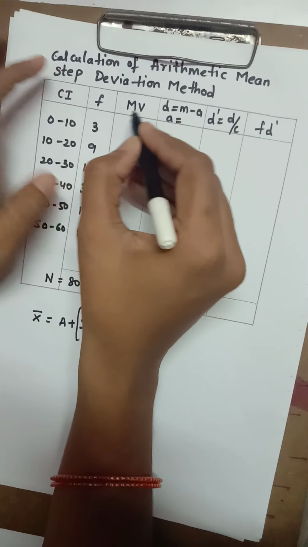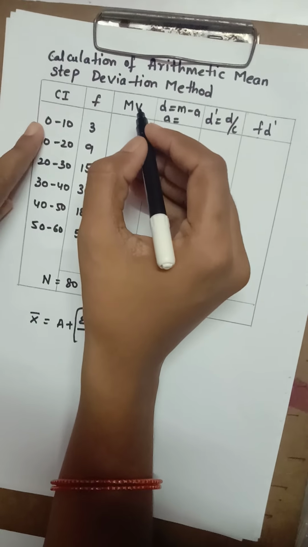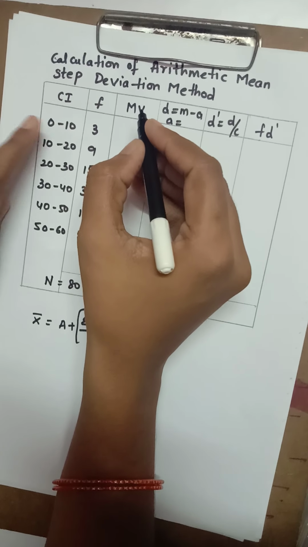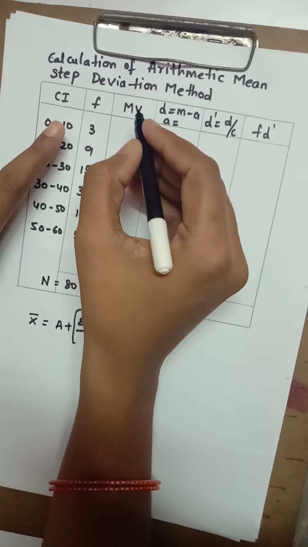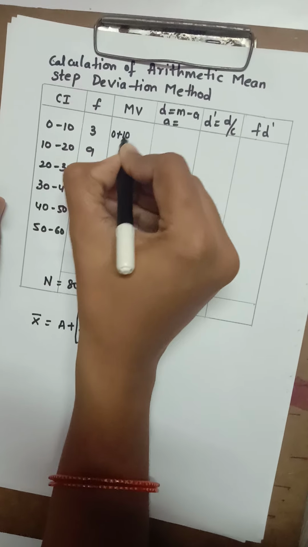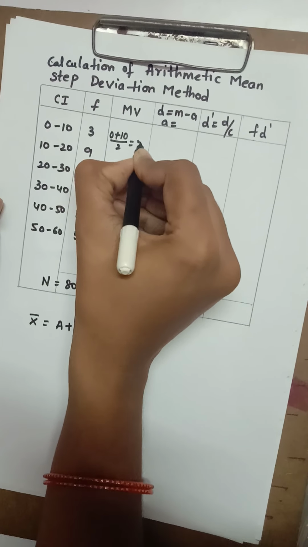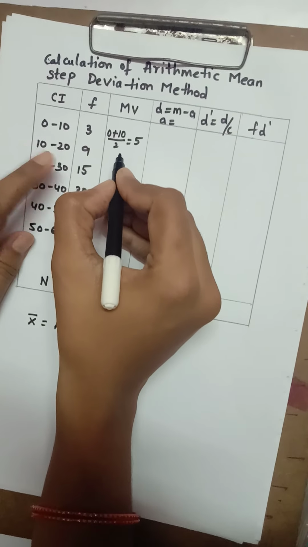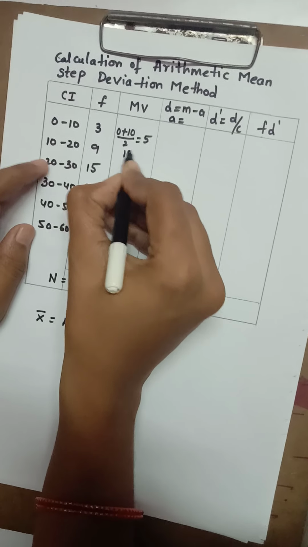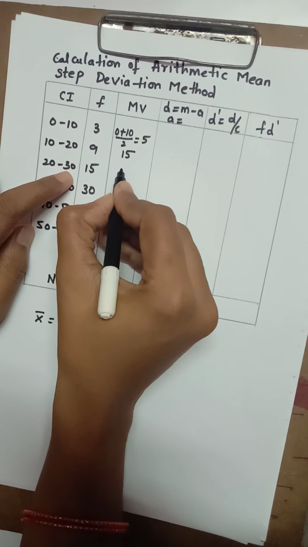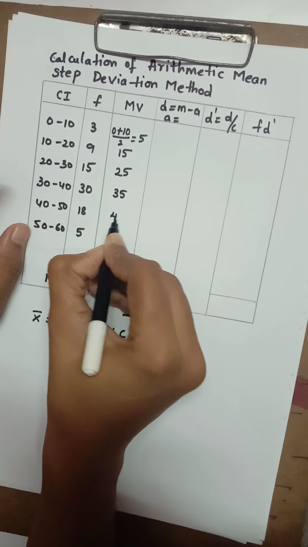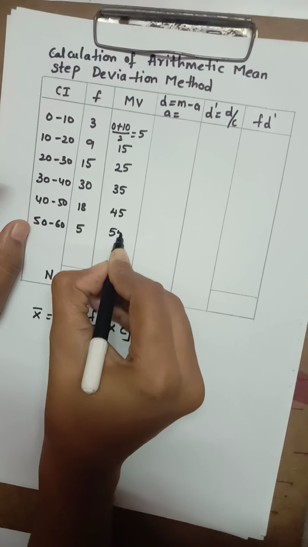Next, mid value. Mid value is nothing but the average value of the two class limits, that is lower limit plus upper limit divided by 2. That is 0 plus 10 divided by 2 is 5. The next is 10 plus 20 divided by 2, that is 15. 20 plus 30 divided by 2, that is 25, 35, 45, 55.